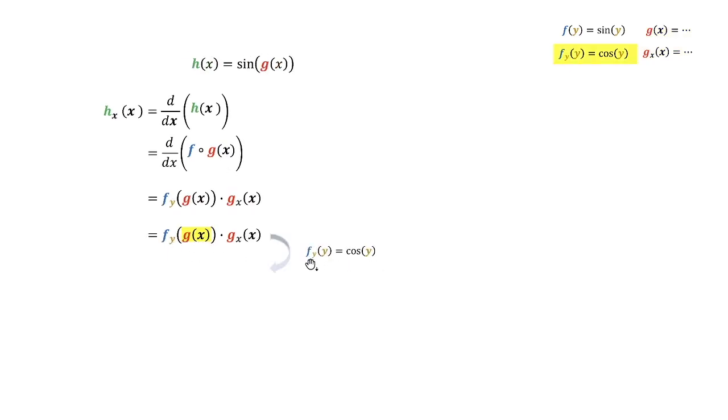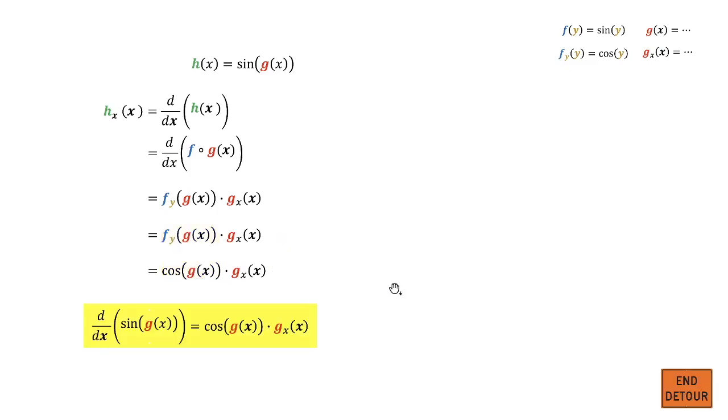But f of y here is cosine y, so y is the placeholder, right? Whatever goes in this box goes in this box. G of x goes in the box, right? And so we just replace. And that's it. There's nothing else we can do here. We just leave it alone. Plug it back in and it'll all work out.